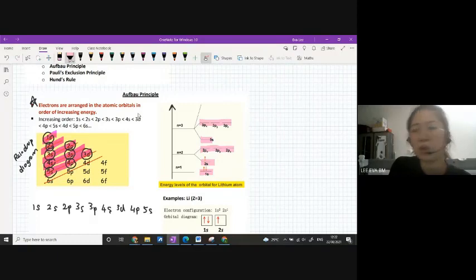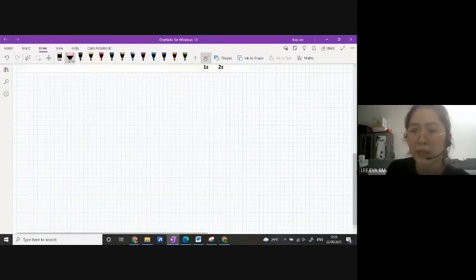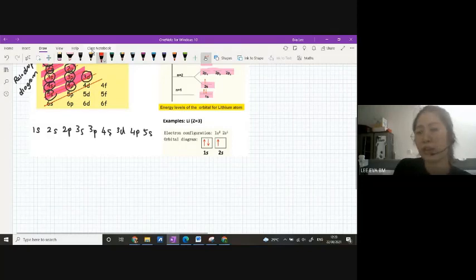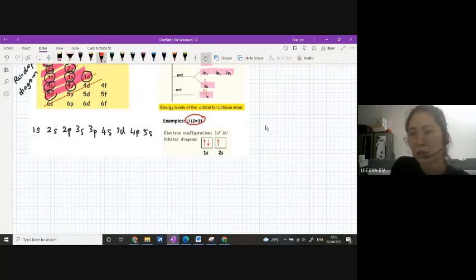So when we want to draw the electronic configurations and orbital diagram, let's look at the example given for lithium. Since you can find from the periodic table that the proton number equals 3, following the Aufbau principle, we will start from 1s. Here we will use what you learned before, the maximum number for each subshell.